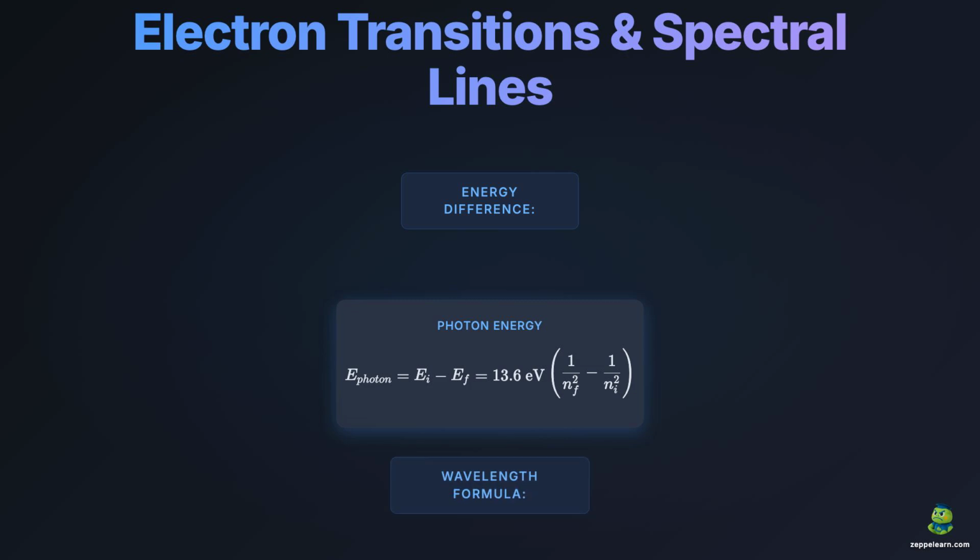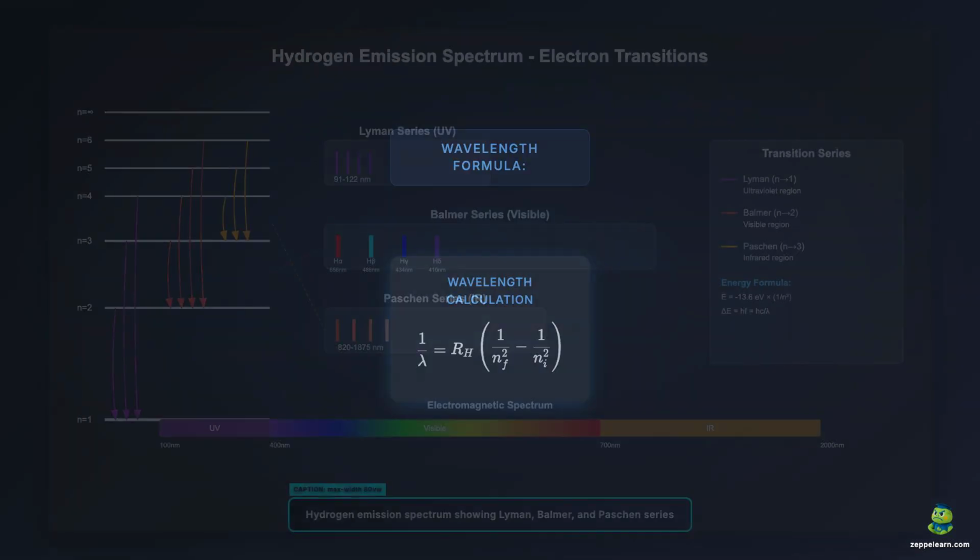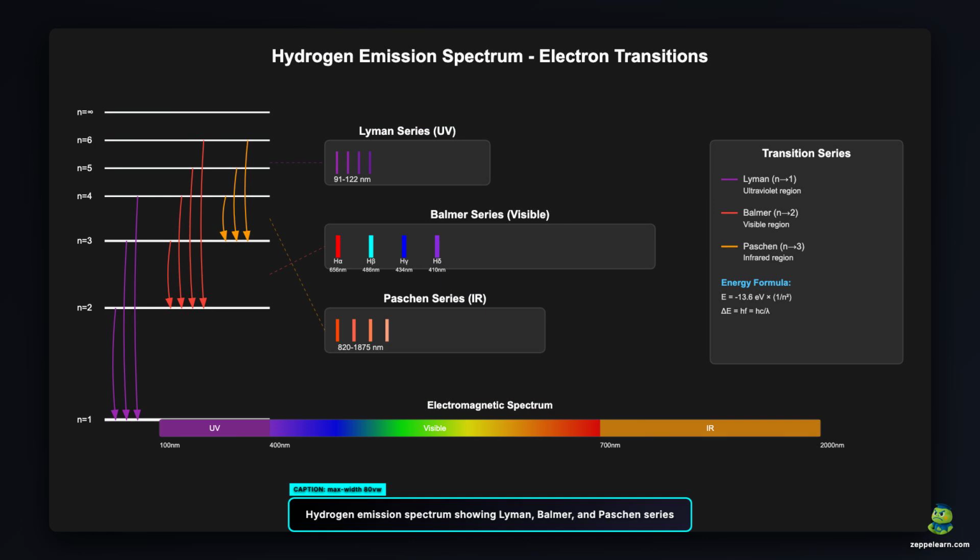Using the relationship between energy and wavelength, we can calculate the exact wavelengths of spectral lines. Since energy equals hc over lambda, we can solve for wavelength. 1 over lambda equals the Rydberg constant times the quantity 1 over n final squared minus 1 over n initial squared. This spectrum shows the hydrogen emission lines organized into series: Lyman series in UV, Balmer series in visible light, and Paschen series in infrared, each corresponding to transitions ending at different energy levels.